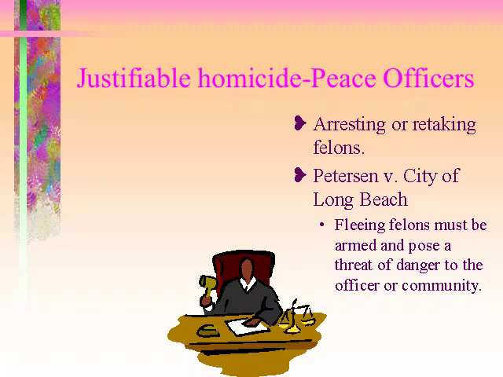Now, justifiable homicide, again, arresting or retaking felons. There's a couple of cases that are out there. Peterson versus City of Long Beach is the presiding case in California. It deals with fleeing felons. Now, with fleeing felons, the rules are, before you can shoot, you have to, first of all, know that it's a felony, have probable cause to believe it's a felony. Number two, believe that the person's armed. And number three, believe that they're a danger to the officer or the community.